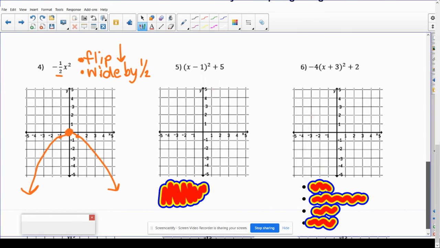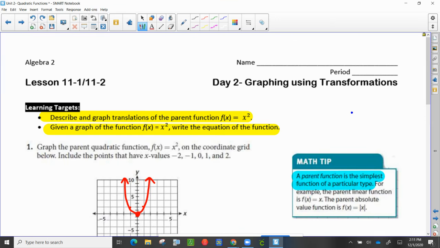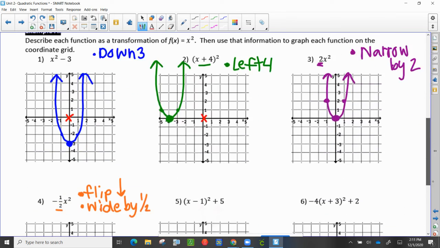So if we look at and compare these, you can see how that orange graph is much wider than the previous ones that I did. So make sure if it's supposed to be narrow or wide, it looks that way. Okay, let's move on now. We're just going to do 4 and 5. So I'm going to have you guys try this one.